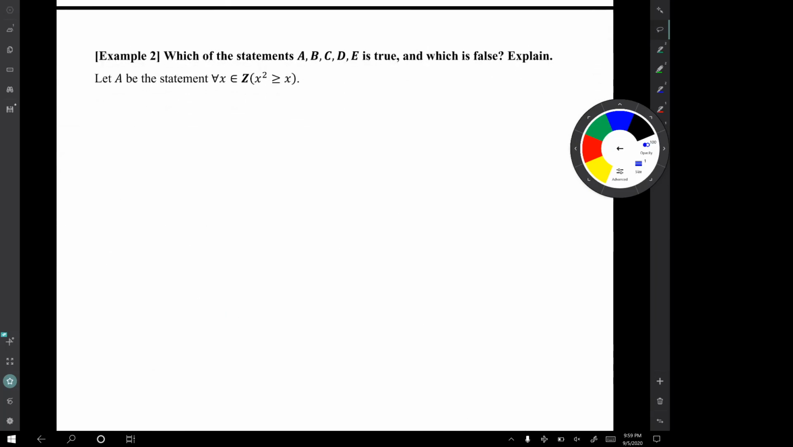So for our first example of a quantified statement, we're going to revisit the predicate that we had before. So the first example is this. Let A be that statement. Notice in this statement, the domain is the set of integers, and the predicate is that inequality. Now, this is the same domain and predicate that we studied a few pages ago. This statement says every element of the domain makes this predicate true.